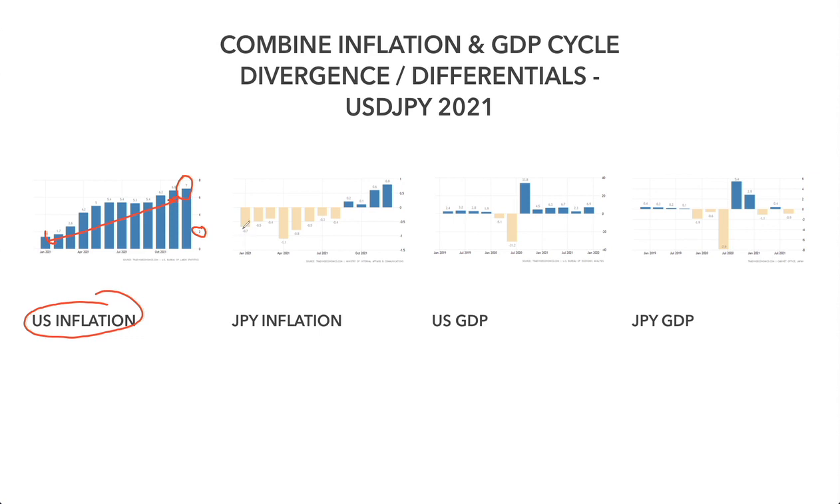The yen had negative inflation for pretty much January 2021, and they've just now come positive, and that positive is basically 0.8%. So then you've got a check in the check column. Which one do you probably want to look to buy? You want to look to buy the US dollar.